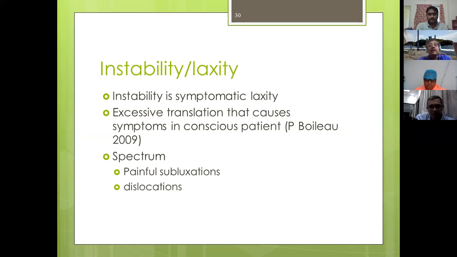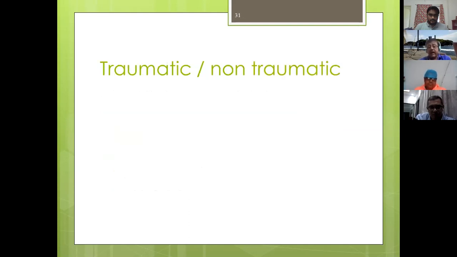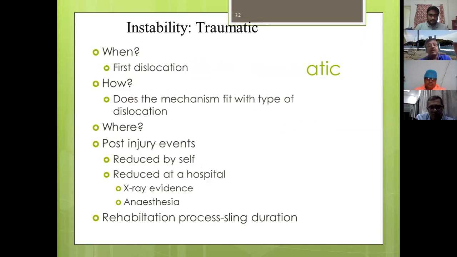And ask about instability or laxity. Laxity is just elicited during your examination. And what is instability? Instability is the symptomatic laxity, excessive translation that causes symptoms in conscious patients. It was just told in 2009 by Pascal Boileau. The spectrum is painful subluxations to dislocations, and it may be due to traumatic or non-traumatic causes.